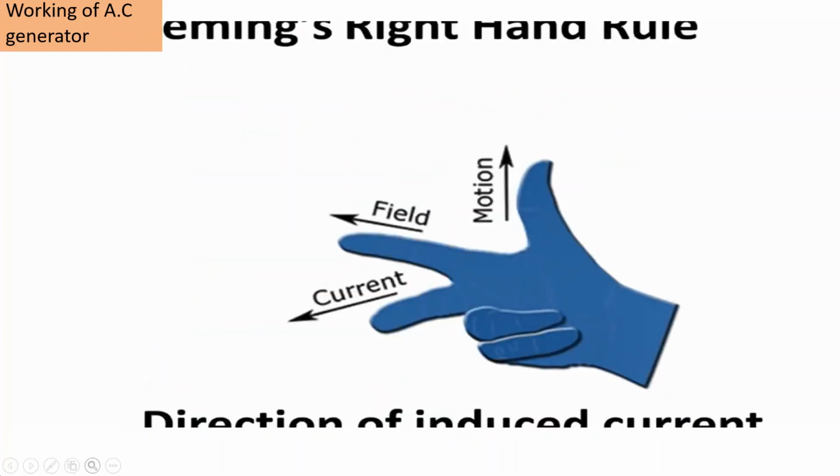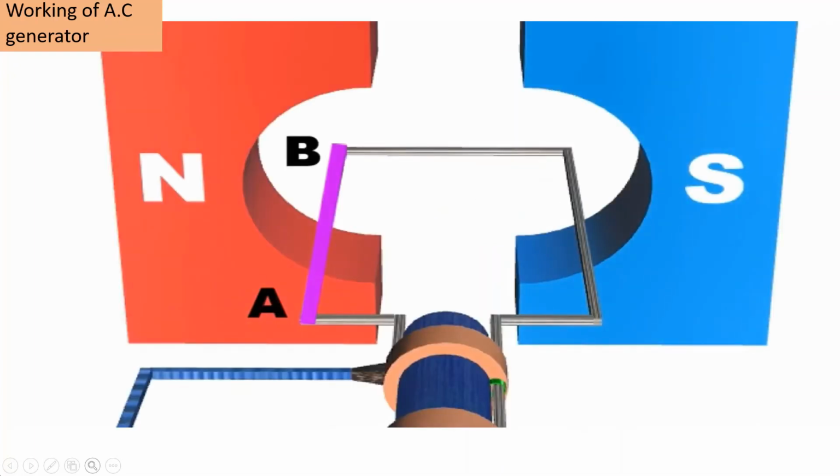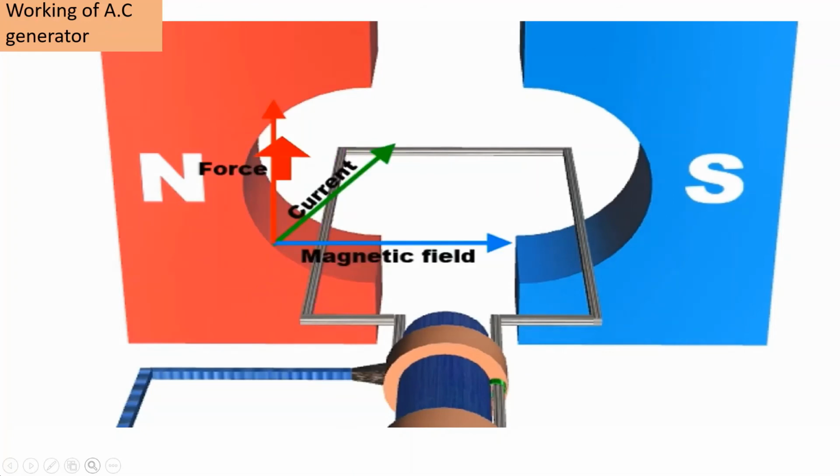Now, by applying Fleming's right-hand rule, we can find the direction of induced current. First, at arm AB, the direction of force is upward. As the arm AB goes up, the thumb points up. Now the forefinger points the direction of magnetic field, which is from north to south pole. The middle finger shows the direction of induced current, which is from A to B.